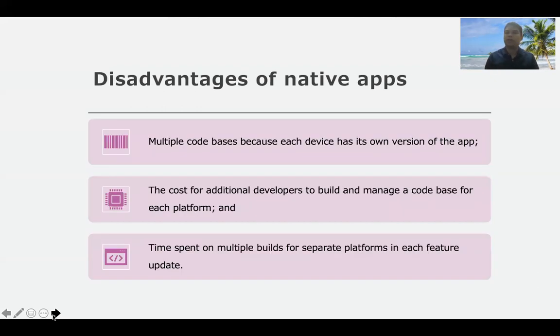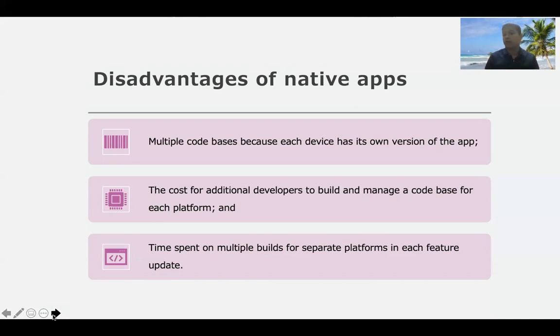What about the disadvantages of native applications? The first one is multiple code bases, because each device has its own version. If you come up with different mobile application platforms, for example Android and iOS, you need to know what programming language and what tools can be used for Android applications, and the second is what programming language and tools can be used for the iOS platform.